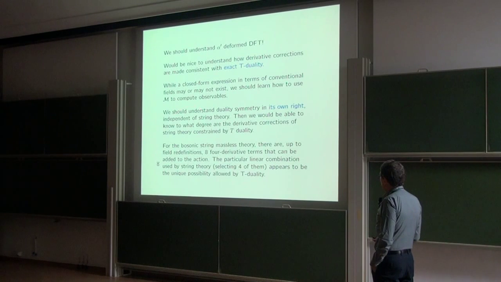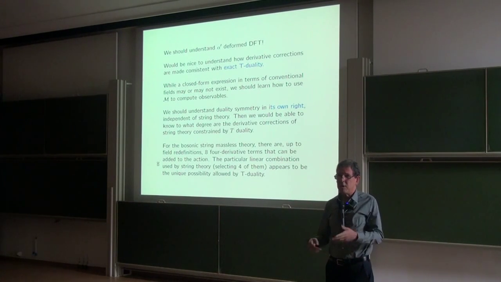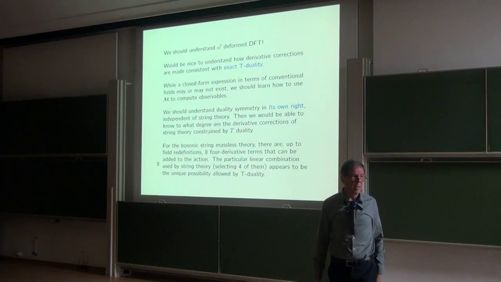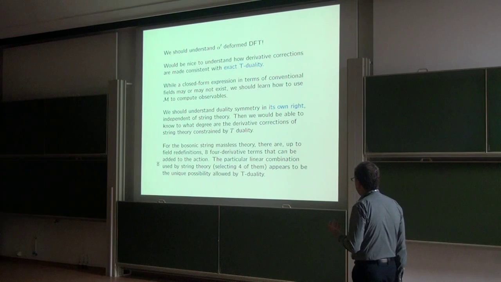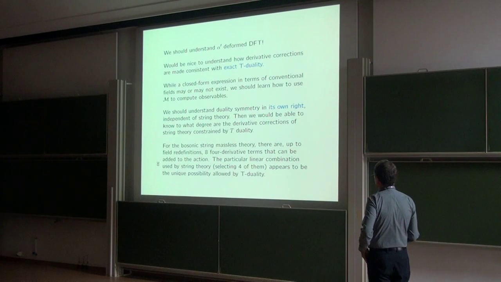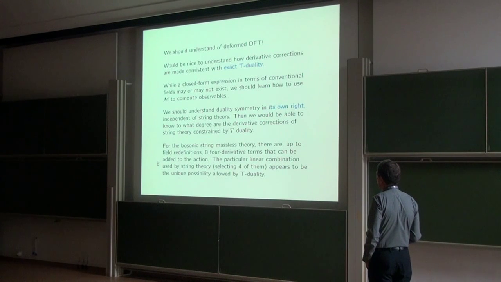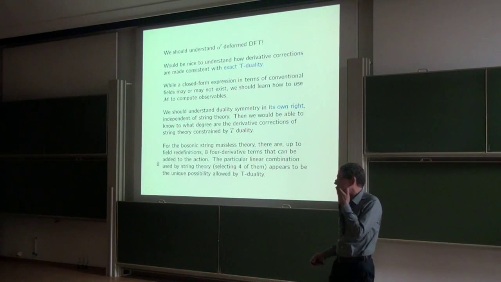In a sense, what we're saying here is that we should probably understand duality symmetry in its own right. So when you have a low energy effective field theory and it has alpha prime corrections, you can ask whether it has a duality symmetry. And that's independent of string theory. In fact, if you can understand duality symmetry in its own right, then you will understand better what duality symmetry has to do with string theory, because you would be able to determine to what degree the derivative corrections of string theory are constrained by T-duality.